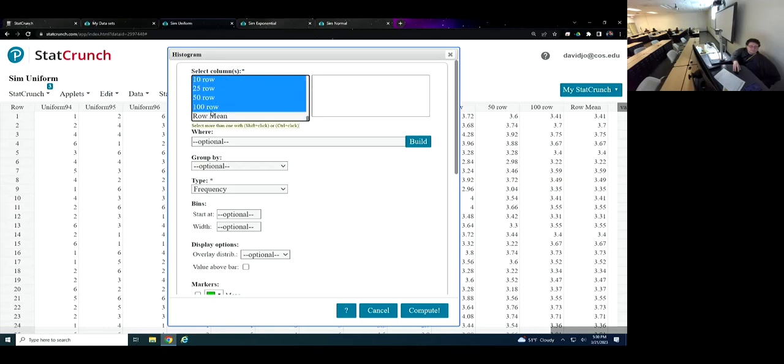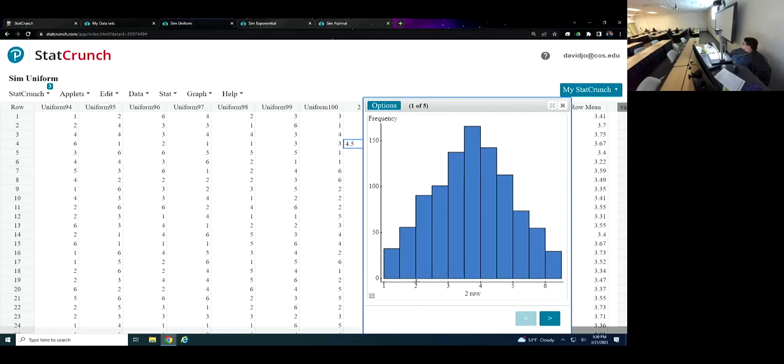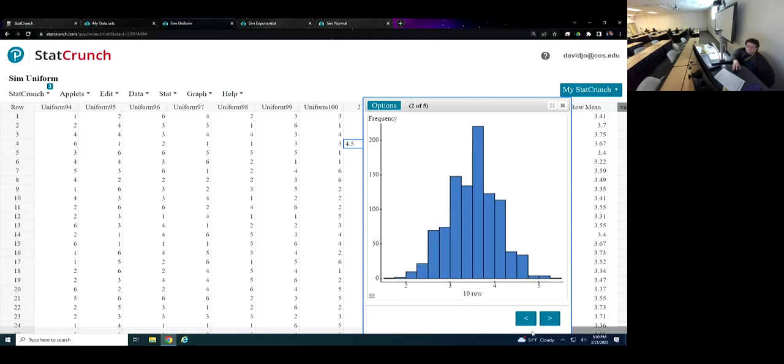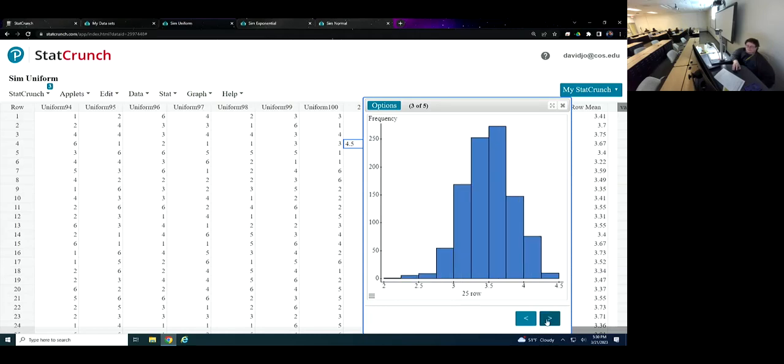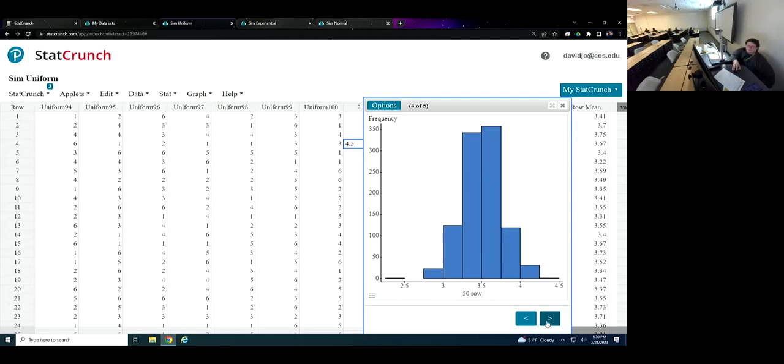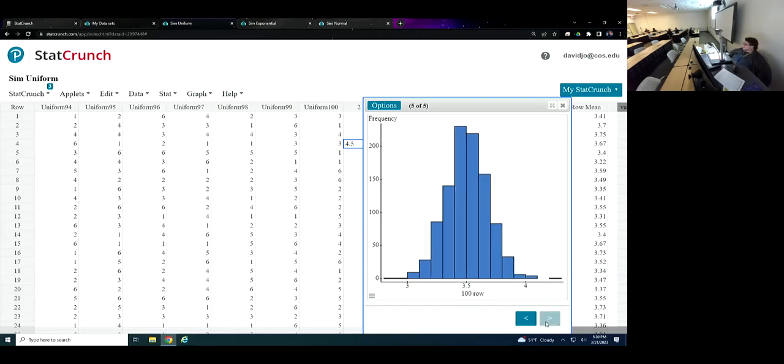let me just do all those right now. Two groups, it doesn't look uniform anymore, does it? It looks a lot like a normal distribution, right? The bell shape. That's just averaging two groups, and doing all the groups like that. That's 10 groups, 25 groups, 50, and 100 groups. The more groups, the more it starts looking like a bell shape right away.